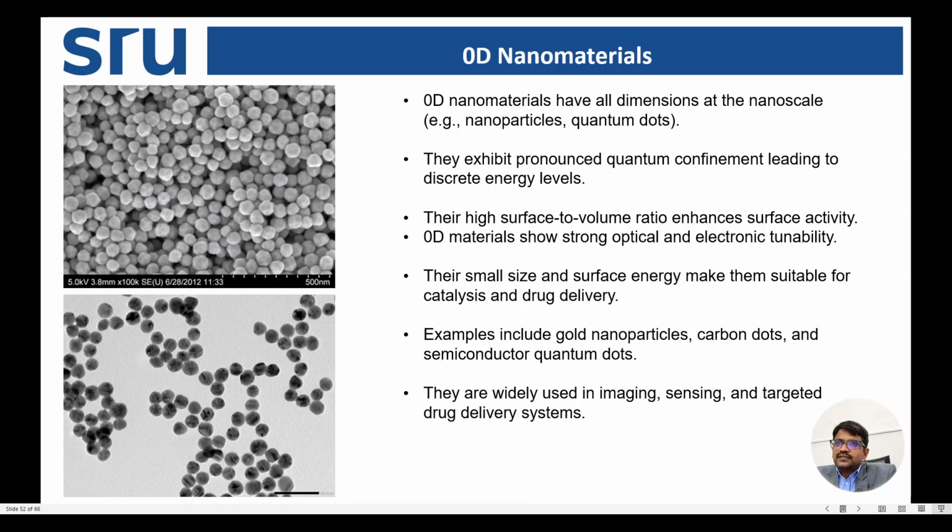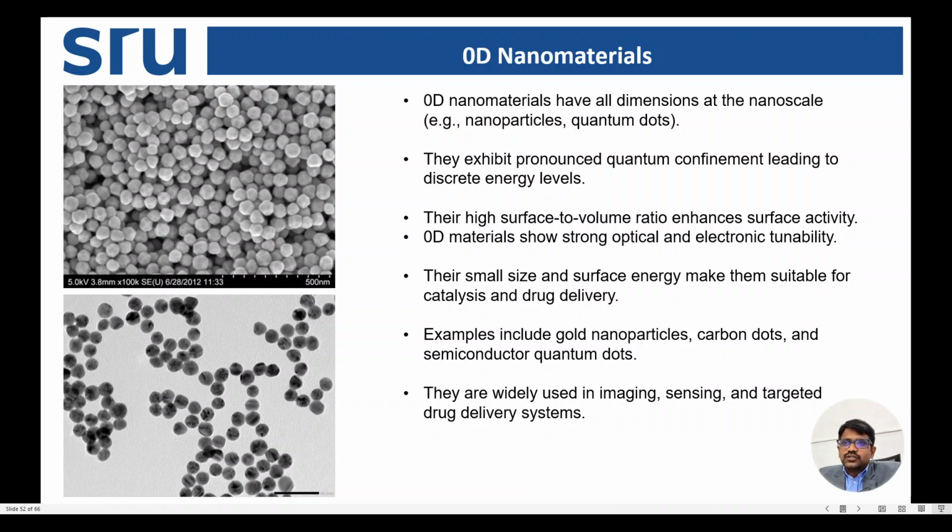The higher surface to volume ratio enhances surface activity, right? Because of the small dimension, the small size, it provides a higher surface to volume ratio. So what is the use of it? It enhances the surface activity due to higher surface energy, right?